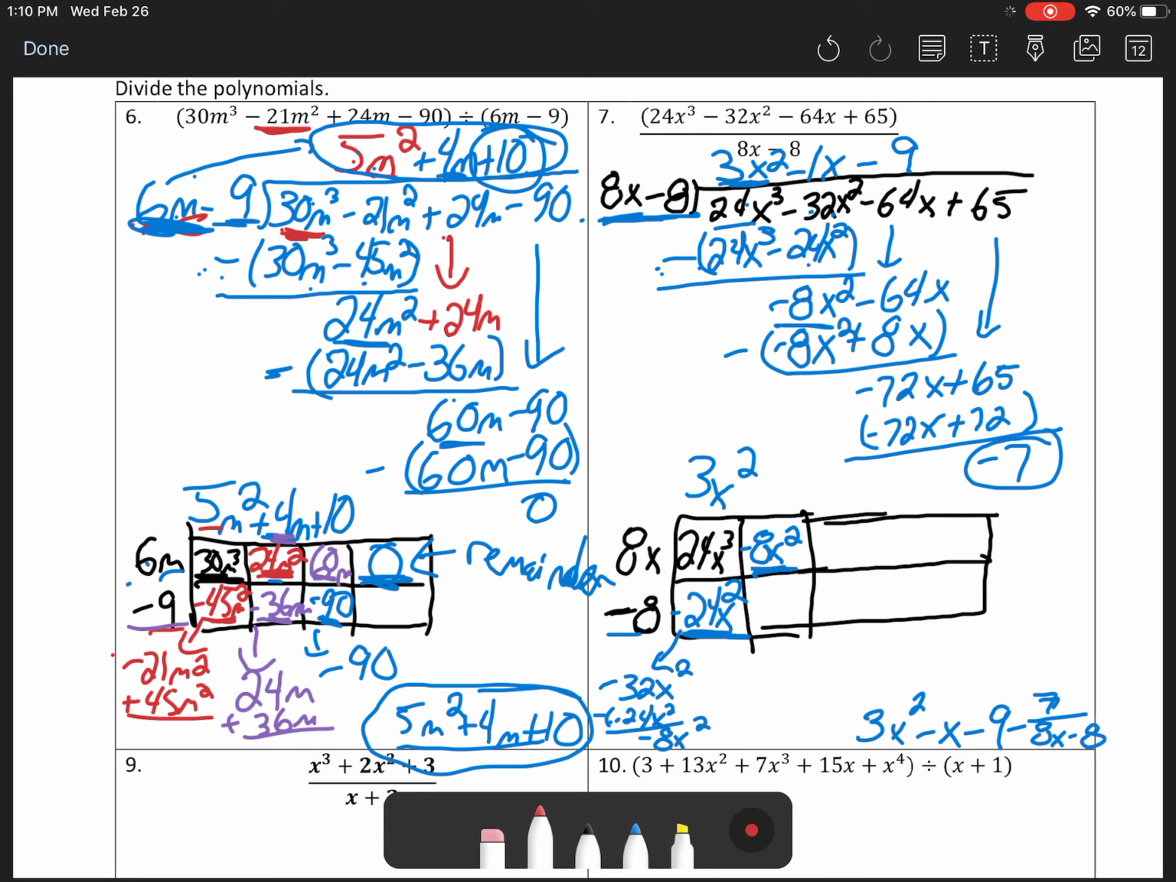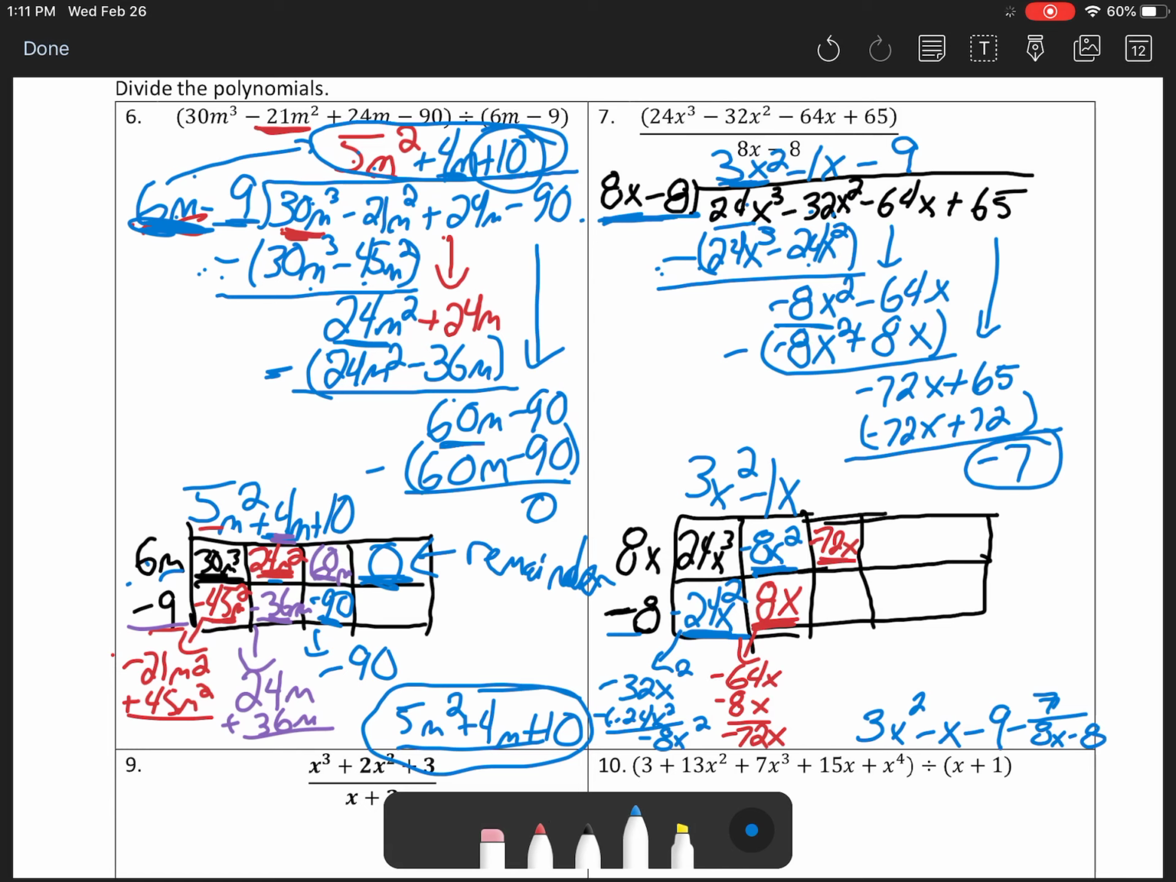Okay, then we go through and divide. 8 goes into negative 8 negative 1x times, or negative x times. I know right here in this next box, this is going to be negative 1 times negative 8, which is positive 8x. Okay, I go to my next box. Now, what do I know about this box here and this box here? I know they're going to add to my x term, which is negative 64x. From negative 64x, I'm going to subtract 8x. So I end up with negative 72x. So I put negative 72x here. Okay.